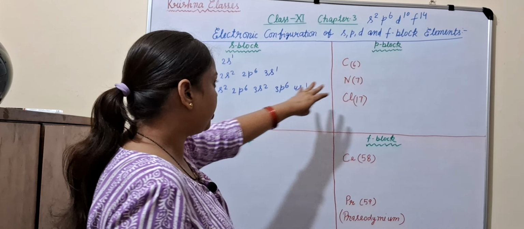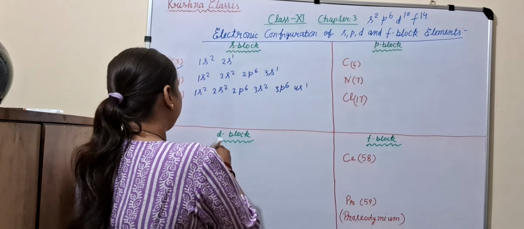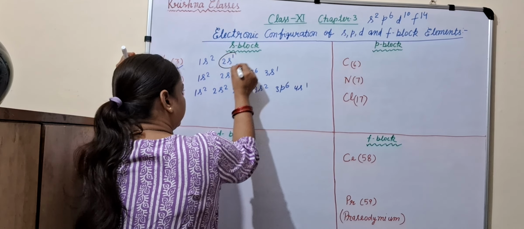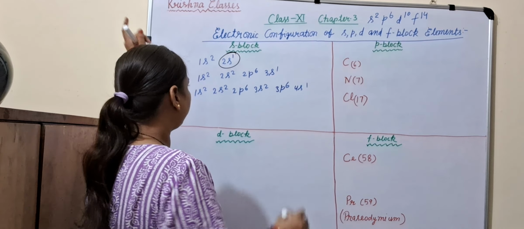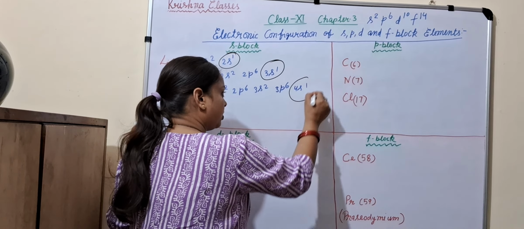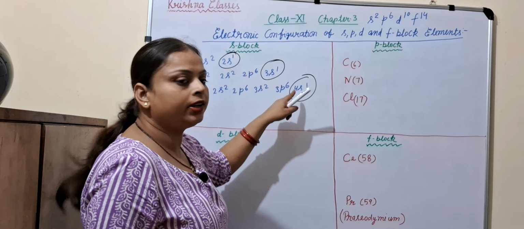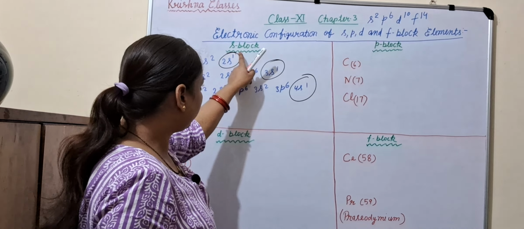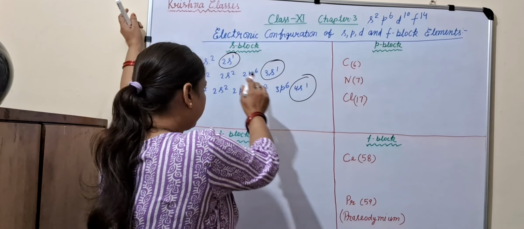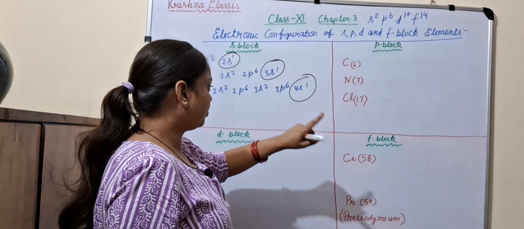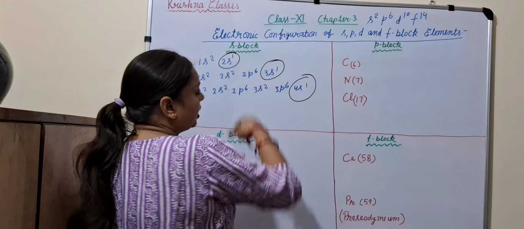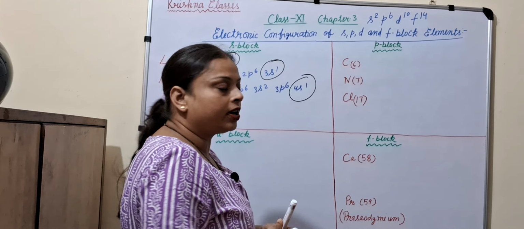Now before P block elements, first you have to see here, the last electron goes in the S subshell. Here 2s1, in sodium 3s1, in potassium 4s1. So here the last electron goes in the S subshell. That's why they are called S block elements, because their last electron goes in the S subshell. Okay, so these are the S block elements and their electronic configuration.